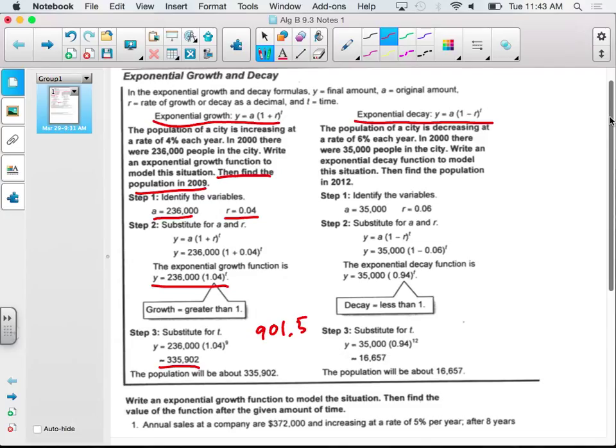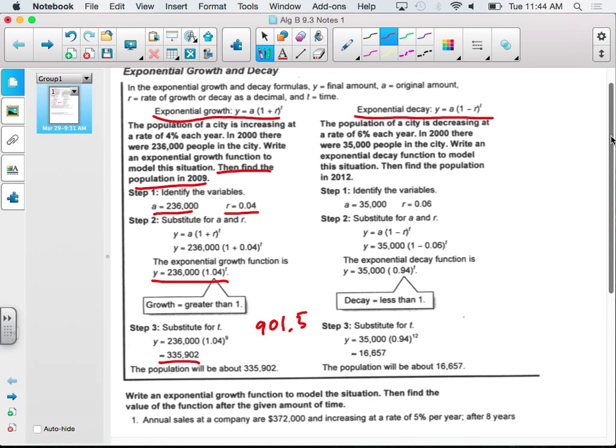So population of a city is decreasing at a rate of 6% each year. In 2000, there were 35,000 people. Write an exponential decay function to model the situation, and then find the population in 2012. So they identify our variables. A is 35,000. How do they get that? Where are they getting that 35,000 from? People. Right. It says right there, in 2000 there were 35,000 people in the city.